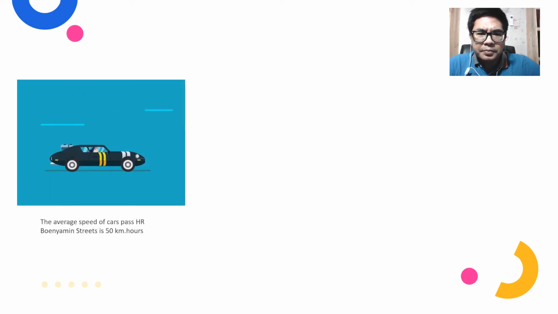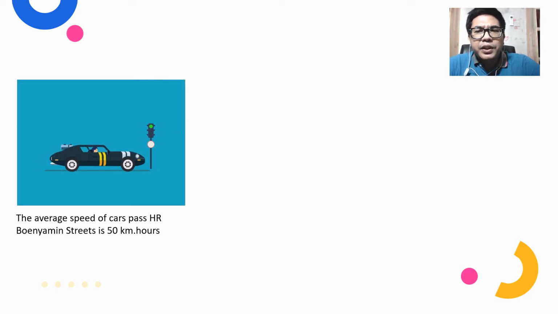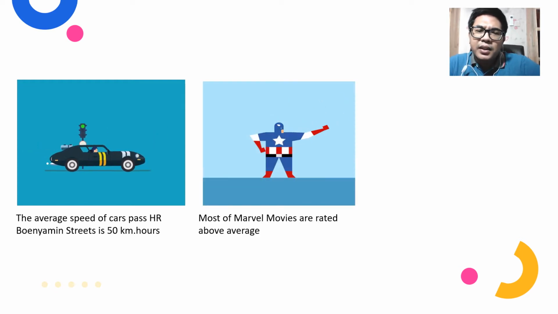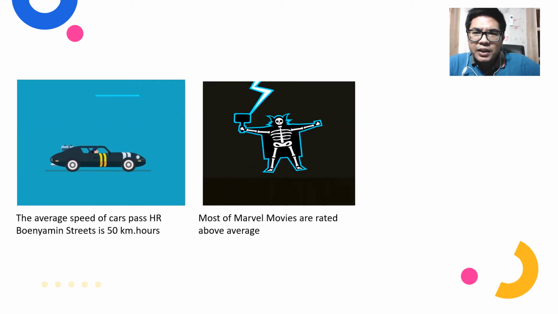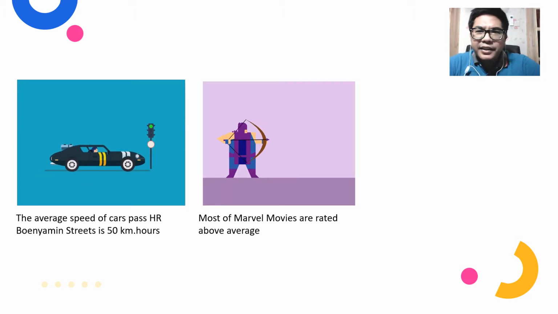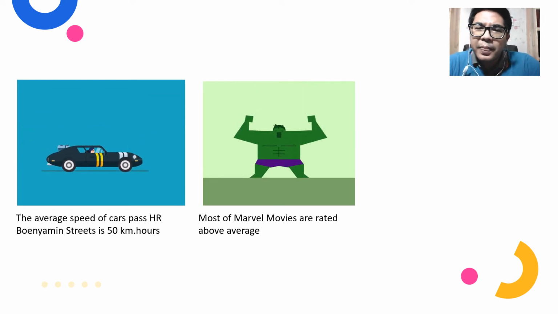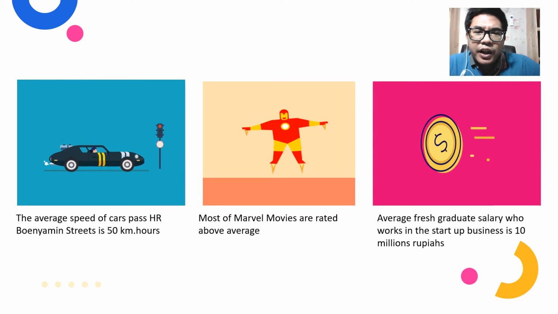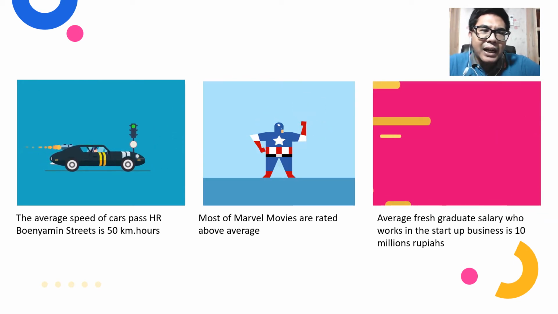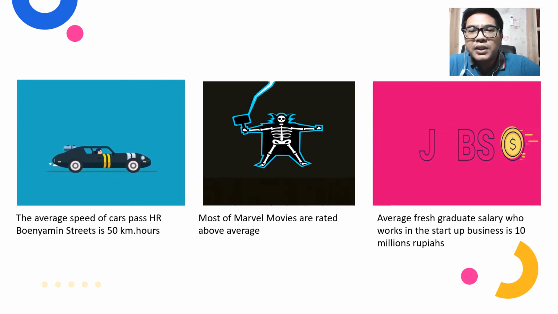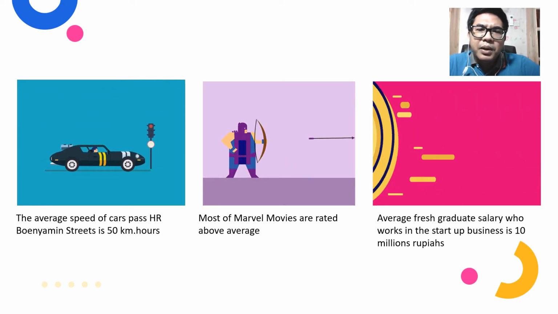Maybe you often hear or read in a newspaper or magazine or on your smartphone someone saying something like this. Oh, the average speed of cars on HR Bunyamin Street is 50 kilometers per hour. Or something like, did you know most of the Marvel movies are rated above 8 in the IMDb movie rating? Or this. Can you imagine the average fresh graduate salary who works in the startup business? It is almost 10 million rupiah.